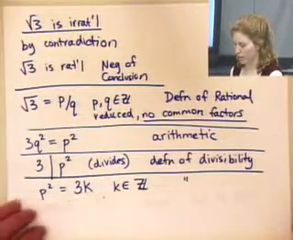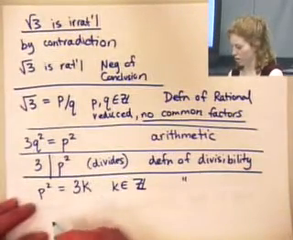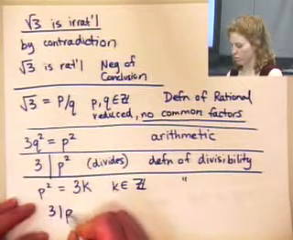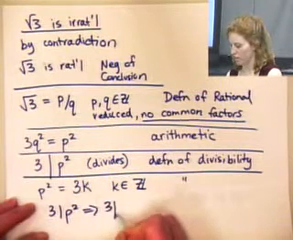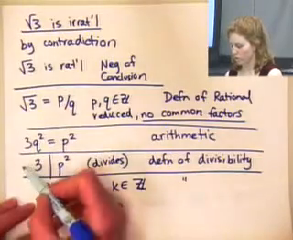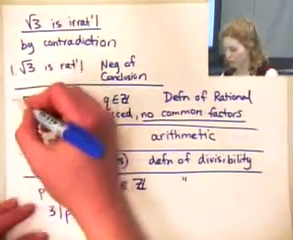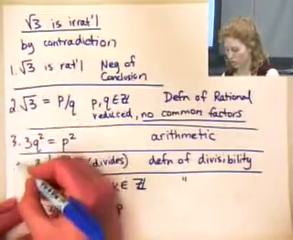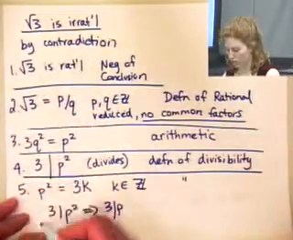So we'll just write it as a proof line. We're going to write 3 divides p squared logically implies 3 divides p, and then we'll use modus ponens with this line. Let me number my lines: 1, 2, 3, 4, 5, and 6.